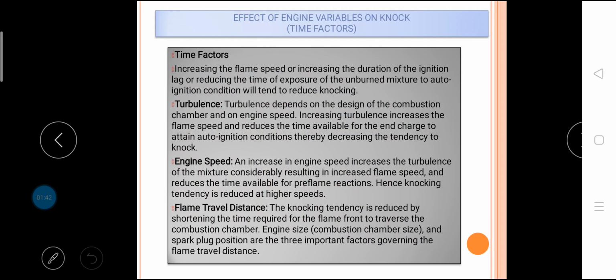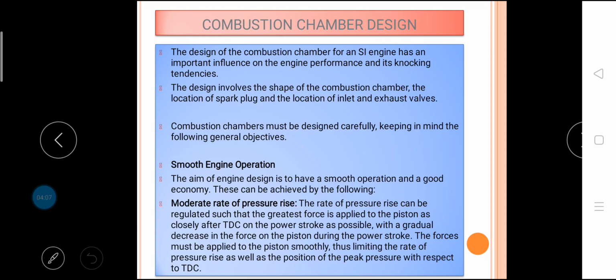These are all about composition factors, fuel air ratio and octane value of the fuel. Let's discuss combustion chamber for spark ignition engines. The design of the combustion chamber for a spark ignition engine has an important influence on the engine performance and its knocking tendencies. The design involves the shape of the combustion chamber, the location of spark plug and the location of inlet and exhaust valves.